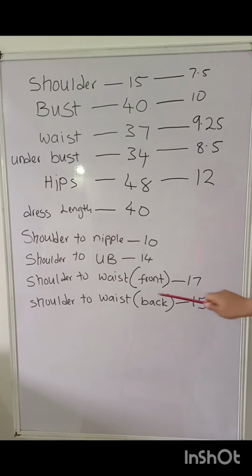Now I want you to pay attention to the shoulder to waist front and the shoulder to waist back. The shoulder to waist in front is always 2 inches longer than the shoulder to waist at the back. So my shoulder to waist, which is also called half length, my half length in front is 17 and my half length at the back is 15. So when you see shoulder to waist, it also means half length. So the front is 17 while the back is 15. So I'll be showing you how you can manipulate the dart, and the 15 at the back will align with the 17 in front.